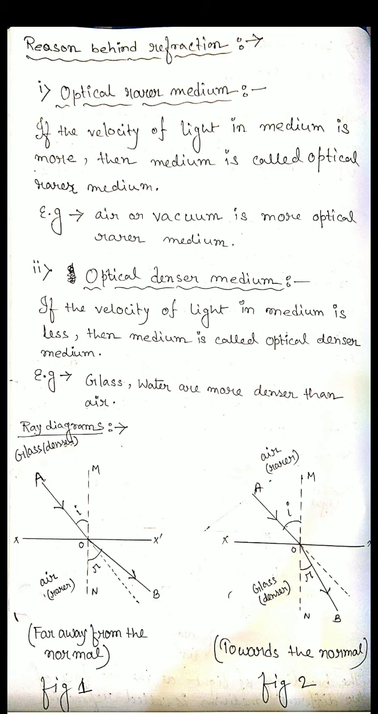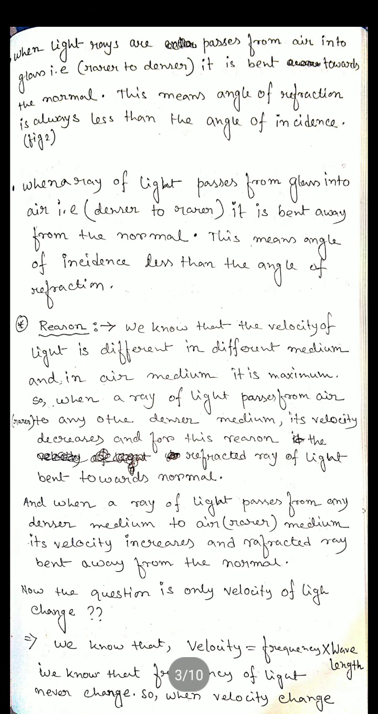So when a ray of light travels from denser to rarer medium, it moves far away from the normal, and when a ray of light travels from rarer to denser medium, it moves towards the normal. Clear? All these things are written here in the language, with the angles of these two figures. So what is the reason? The reason is the velocity. Velocity is different in different mediums. In the air medium it is maximum, and in other mediums it will be minimum.